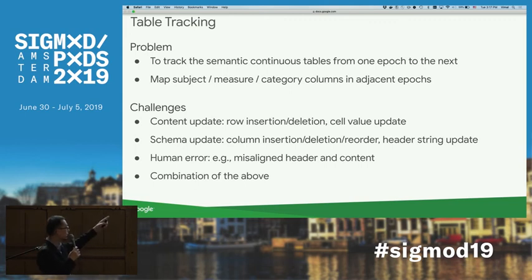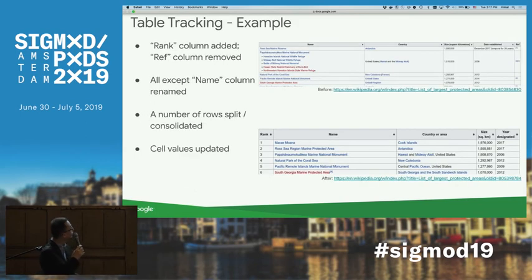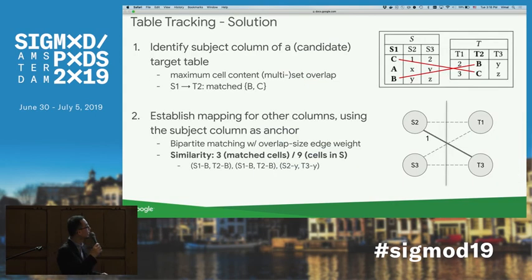We want to be able to handle small content updates, including simple row insertion and deletion, and handle schema updates as well as human error occasionally. So here's one example where you see this is the prior table, and this whole table got moved and converted into something like this. And we want to still be able to capture that, hey, this is the same table we were talking about before. All right?